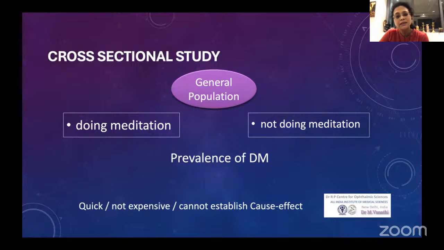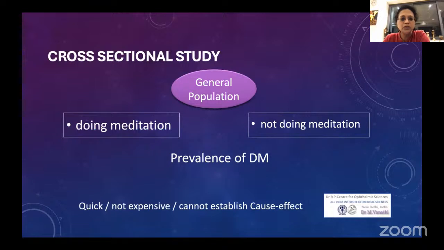So in cross-sectional studies, for example, you will look at a general population which is doing meditation and which is not doing meditation, and how does this affect the diabetes mellitus prevalence in this particular study population. So that's a simple study question here. And if you do meditation, is diabetes less in them? And those who are not doing meditation, is the diabetes or blood sugar control not as good in this picture? That's a cross-sectional study where you're looking at both the event and outcome at a single time point here. So that's an example of a cross-sectional study.